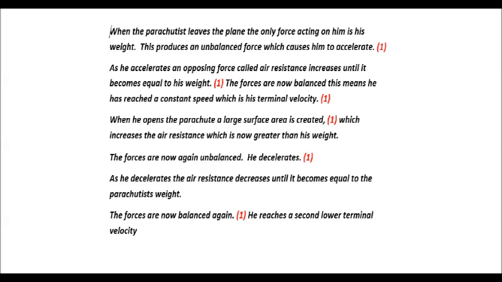Now, the next paragraph shows that when the parachute opens, the key word there is that you're creating a large surface area, and that in turn increases the air resistance. Now, that is bigger than the weight, so therefore the forces are now unbalanced again. So going to the fifth mark, you're now slowing down. Remember, unbalanced, deceleration.